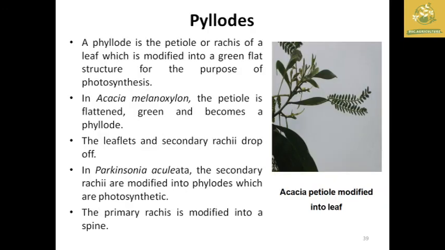And phyllodes, which is nothing but a petiole or rachis where the leaf is modified into a green leaf-like structure for the purpose of photosynthesis, known as phyllodes. You can see that in Acacia melanoxylon as well as Parkinsonia aculeata, where the secondary rachis is modified into phyllodes.